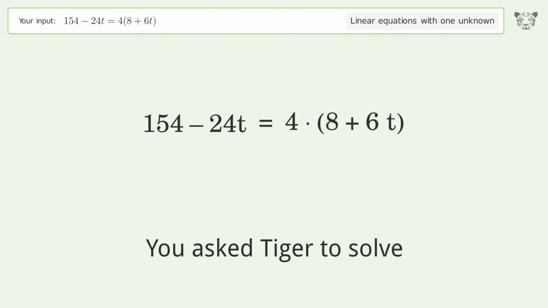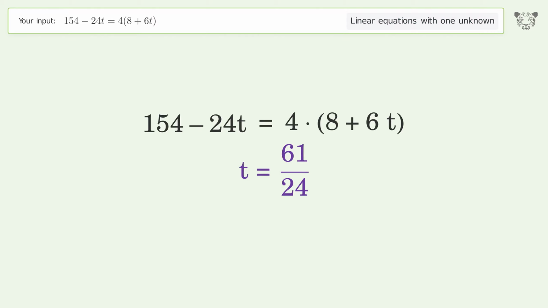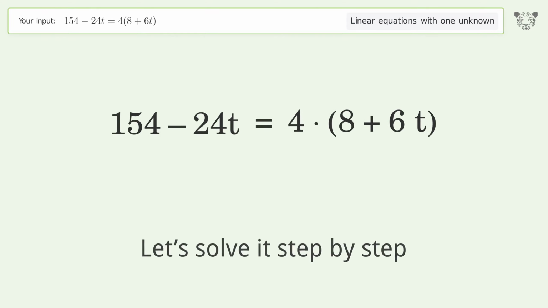You ask Tiger to solve. This deals with linear equations with one unknown. The final result is t equals 61/24. Let's solve it step by step.